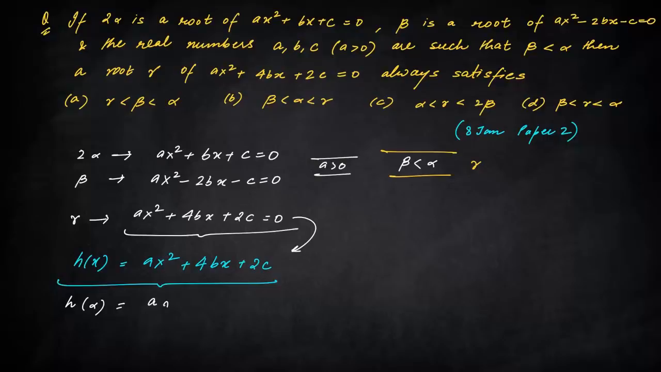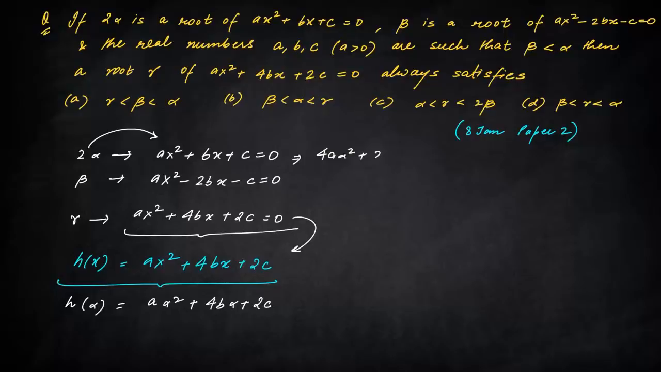So what happened? a into alpha square, so if we solve this, what happens? 4b alpha plus 2c. Why have I written it like this? Now notice 2 alpha satisfies this here. Let me remove all this so that I can make some space here. So if 2 alpha satisfies this, this implies 4a alpha square plus 2b alpha plus c equal to 0. That means if I take 2 common here, this will become 2b alpha plus c here.